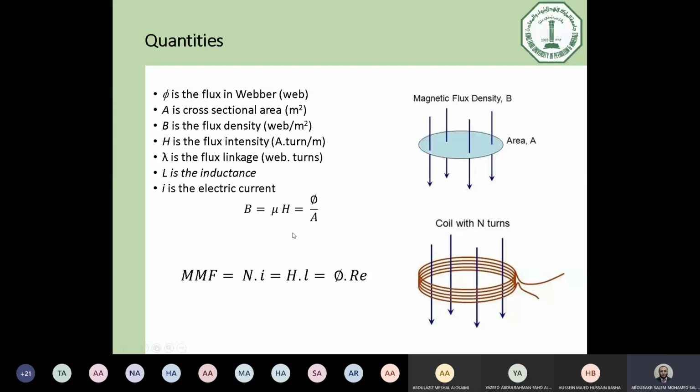So now we agreed that we have a source for the magnetic flux. This source is called MMF, magnetomotive force, and equals N multiplied by I. And we have a general relation, very important in solving problems, which is Ni equals HL equals phi multiplied by reluctance. Also, we are going to define the term reluctance. So these are the main definitions we are going to use in our chapter.